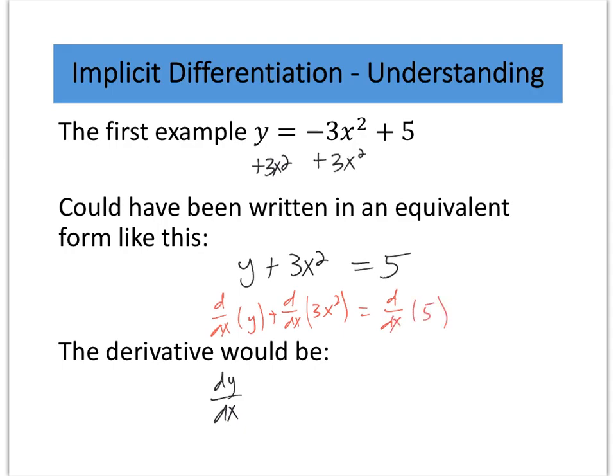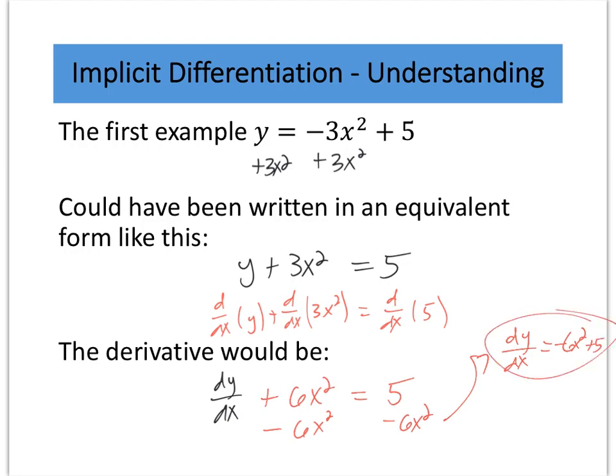Sorry, my d's are not turning out the way I want. So d/dx of y is dy/dx. The derivative of 3x squared with respect to x is going to be 6x, and then the derivative of 5 is 0. And for us, this is super nice because all I have to do is solve for dy/dx, and I get what I got before. dy/dx equals negative 6x. And if you go to the beginning of the video, you'll see that we got the same result no matter how I solved it, whether it was one way or another.